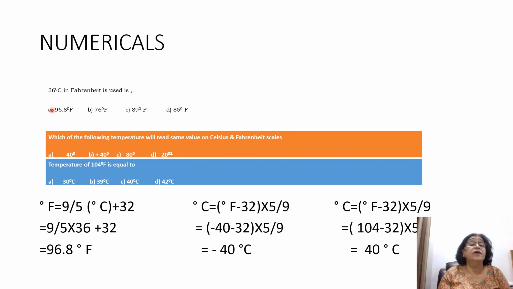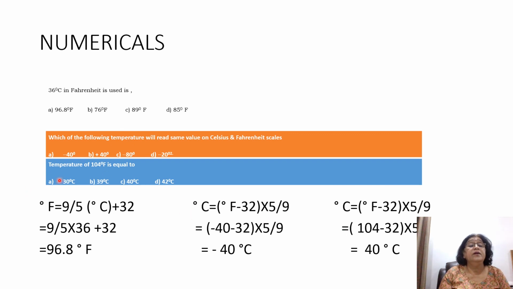So here you see, I've asked a question: 36 degree centigrade is how much Fahrenheit? So degree Fahrenheit is equal to 9 by 5 degree centigrade plus 32. This comes to 96.8 degree Fahrenheit. So the correct option is A. Then the second one is, which of the following temperatures will reach the same value in Celsius and Fahrenheit scale? So degree centigrade is equal to degree Fahrenheit minus 32 into 5 by 9. So this is minus 40. So minus 40 is the temperature which is the same in the two scales.